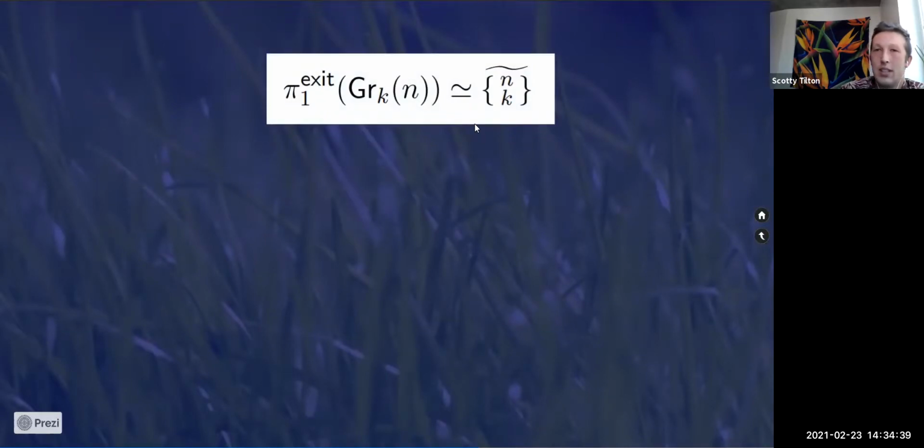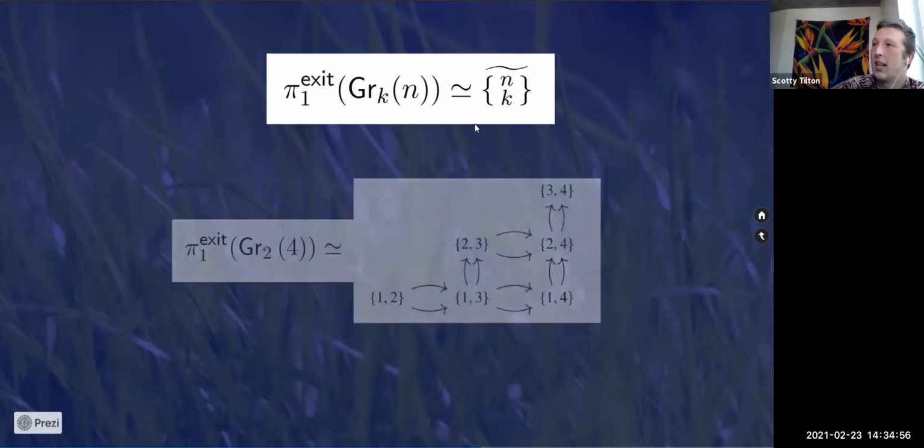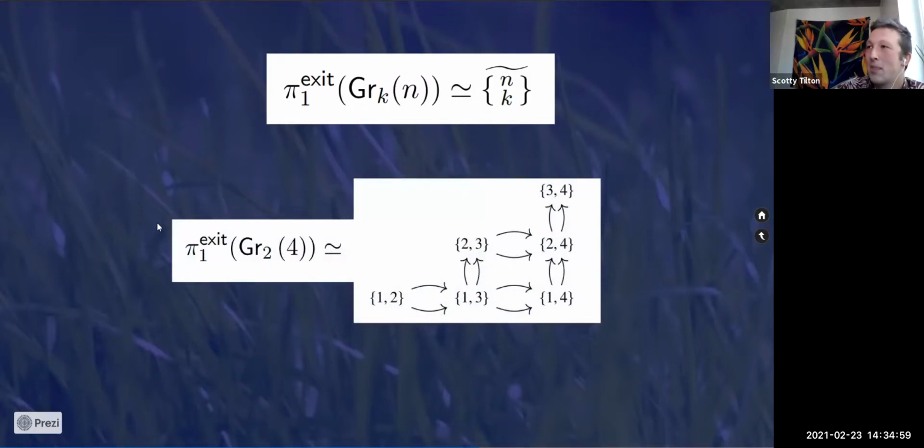So the exit path category of a Grassmannian is isomorphic to this thing that's almost n choose k. I put the twiddle on there, not because it's a very technical thing, but it's almost n choose k. It's so close. For an example, the exit path category of the Grassmannian of two planes living in R4 is equivalent as categories to this category right here. This is so close to the n choose k poset. It's not a poset because we have two morphisms going between the cells that we used to only have one arrow from. But golly, it looks close to n choose k. So that's why I gave it the twiddle.